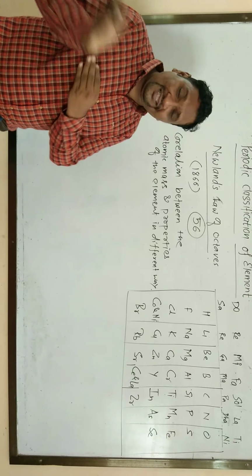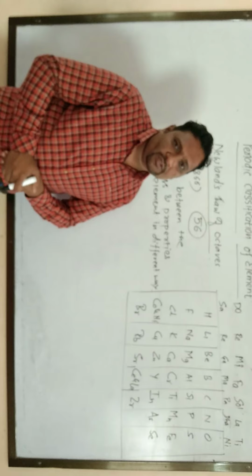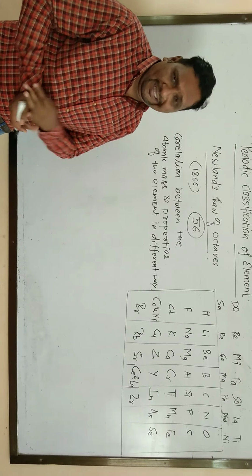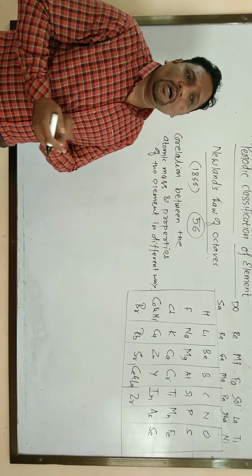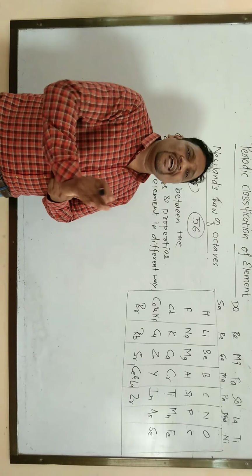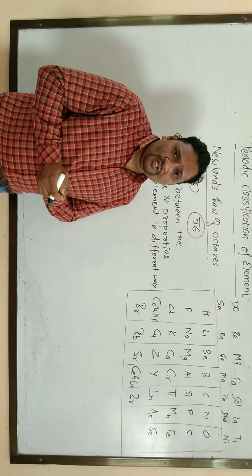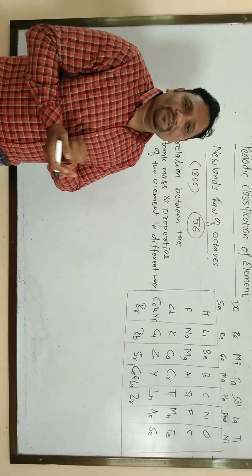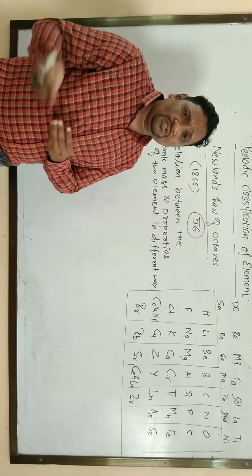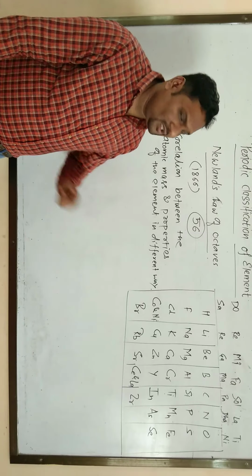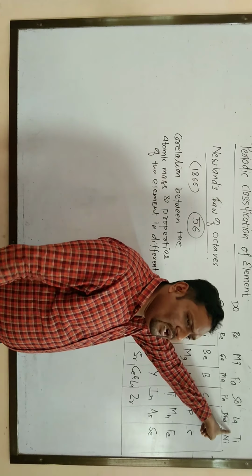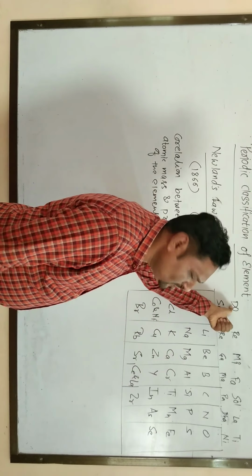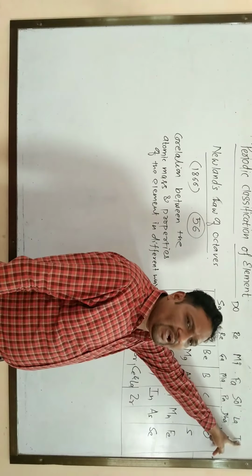Now he compared this similarity with musical octaves. Do you know musical octaves? In Indian music, there are 7 notes: sa, re, ga, ma, pa, dha, ni, and again sa is repeated. So the 8th note is sa, and the first is also sa. In Western music there are also notes: do, re, mi, fa, so, la, ti. Again the double of the original frequency is do, so the 8th is again do.